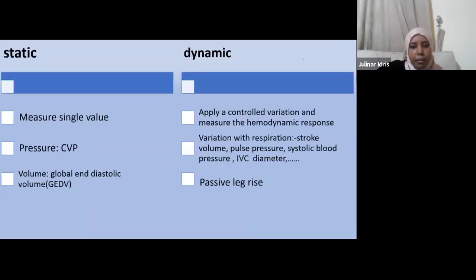We can divide the variables guiding our fluid management into static and dynamic variables. The static variables measure a single value, for example, in pressure like the CVP or blood pressure. For volume, we can take global end-diastolic volume as an example, which is measured by echo. The dynamic variables, which are the new trend in the ICU, apply a controlled variation and measure the hemodynamic response to it. For example, they apply positive pressure ventilation and observe the variation during respiration in stroke volume, pulse pressure, systolic blood pressure, IVC diameter, and a lot of others. The same is also applied with passive leg raising, which is mainly used in adults now.